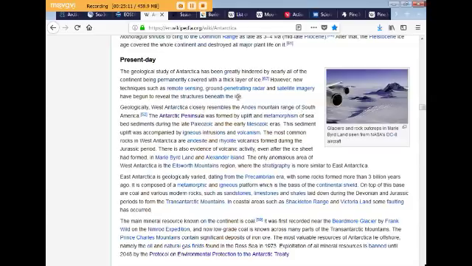They use remote sensing, ground-penetrating radar, and satellite imagery to begin to reveal the structures beneath the ice. Geologically, West Antarctica closely resembles the Andes mountain range of South America. The Antarctic Peninsula was formed by uplift and metamorphism of seabed sediments during the late Paleozoic and early Mesozoic eras. This sediment uplift was accompanied by igneous intrusions and volcanism.